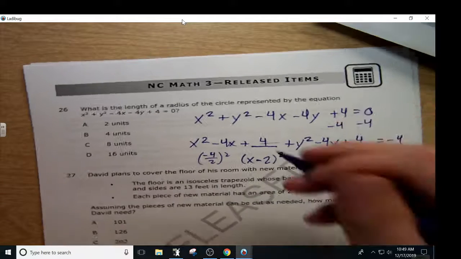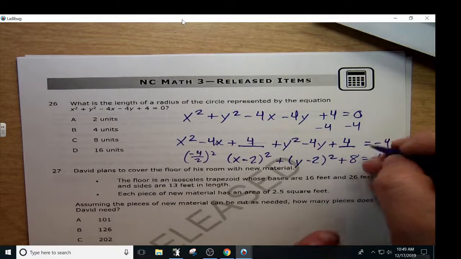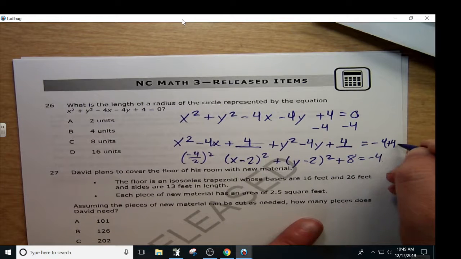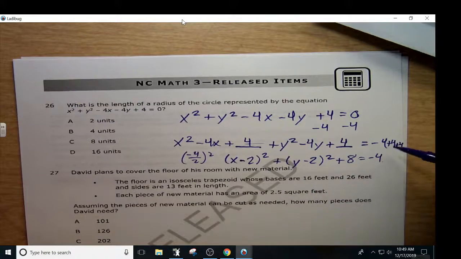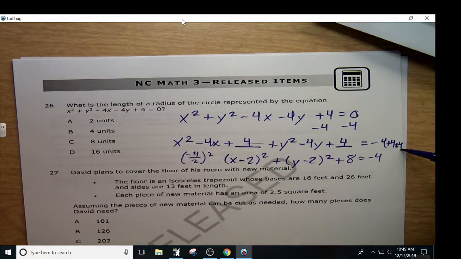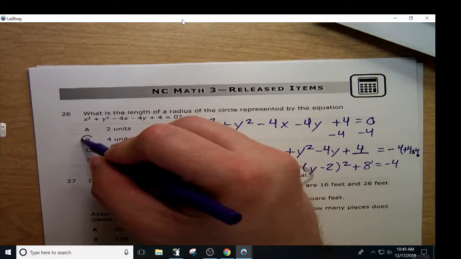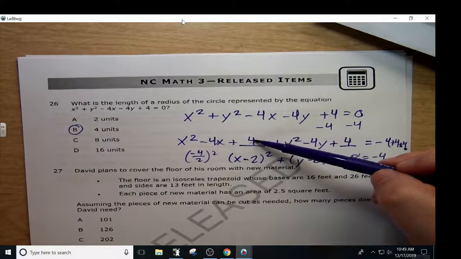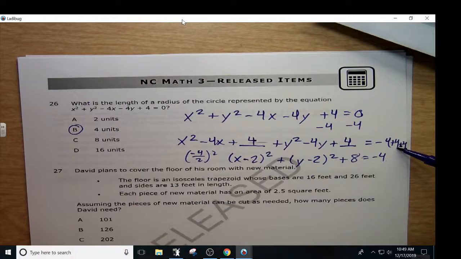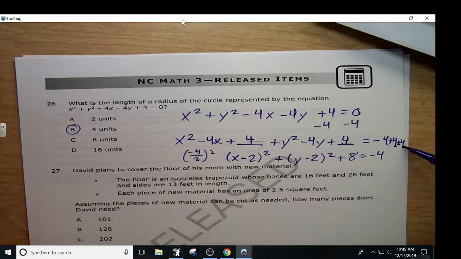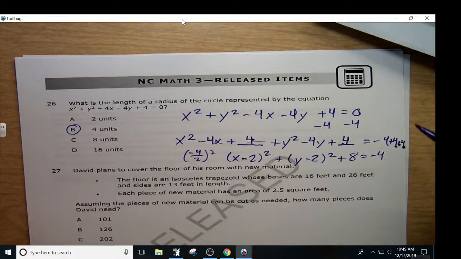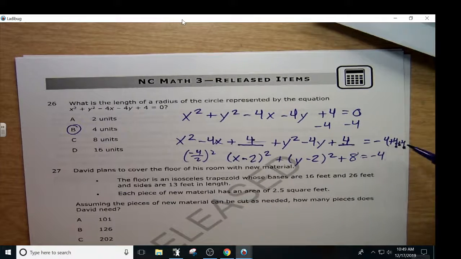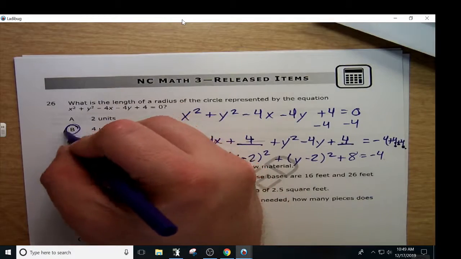Oh, I know what it is. I know what I did wrong. If I add 4 to this side, I've got to add 4 to this side. That's what I did wrong. All right. So what's negative 4 plus 4? 4. What I did wrong, guys, is when I added this 4 over here, I had to add 4 to that side as well. So now negative 4 plus 4 is 0, plus 4 is 4 units. So it'd be B.